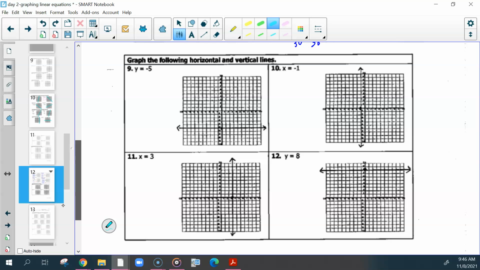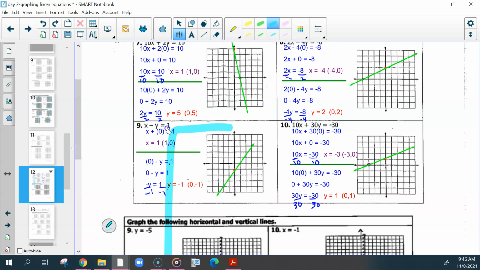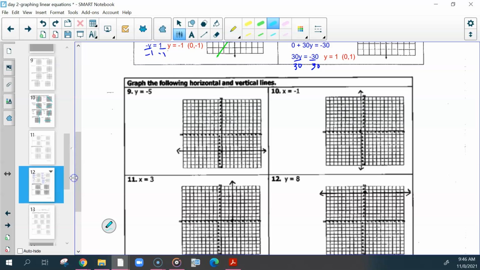For these four, you should have had a horizontal line, a vertical line, another vertical line, and then a horizontal line. Let me write this. Do we have questions on any of these, or need me to go back to any?